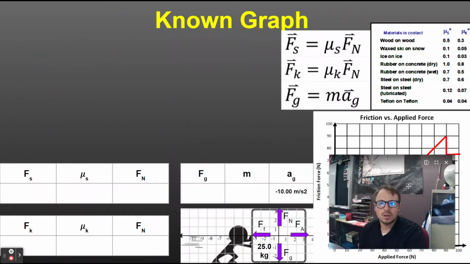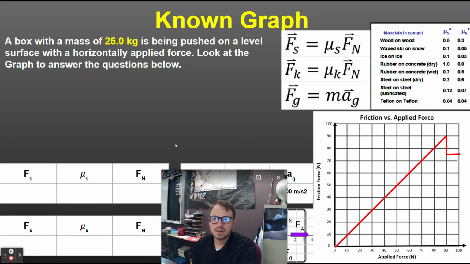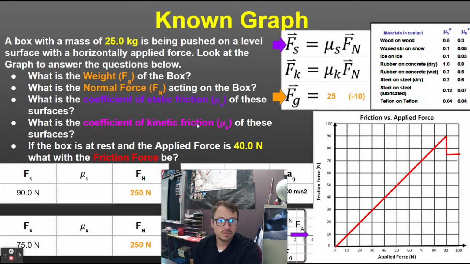All right. So now the next one is a known graph. So you can see here I have a graph, right? A box with a mass of 25 kilograms being pushed on a level surface with a horizontally applied force. So now I know that the normal force is going to be 25 times 10, which is going to be 250 newtons. Now I also need to find the maximum amount of static friction. If I look at the graph, it's 90 newtons.